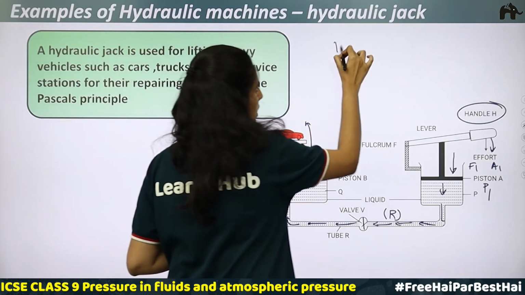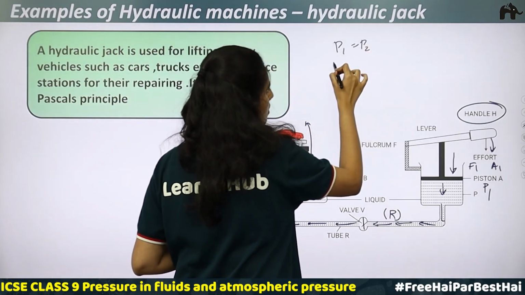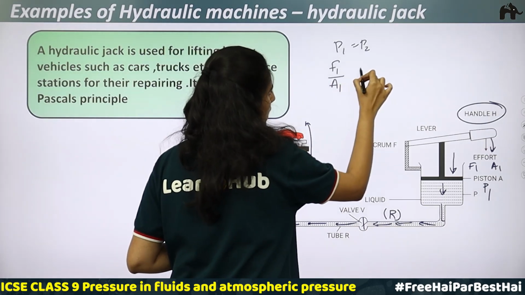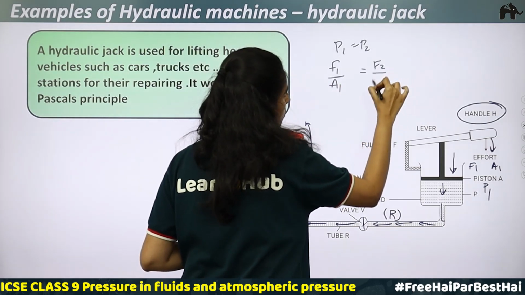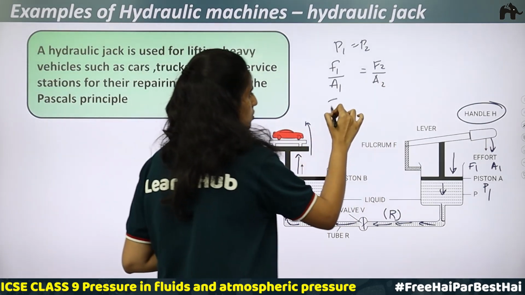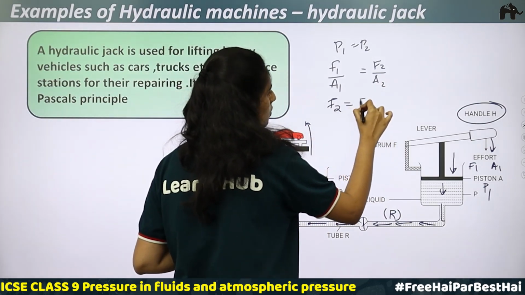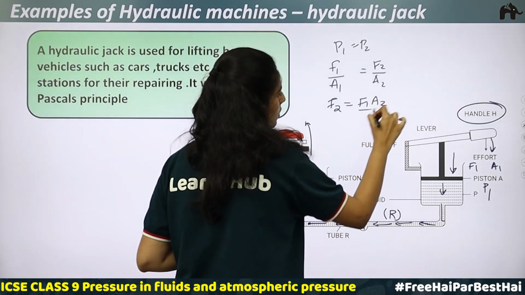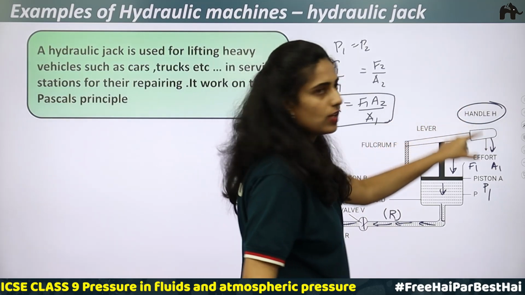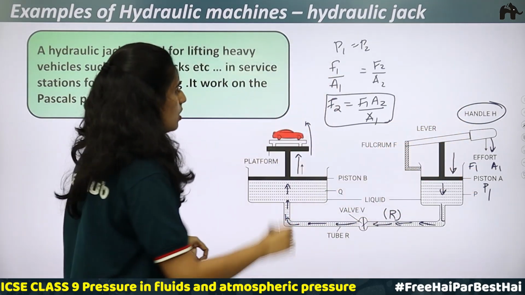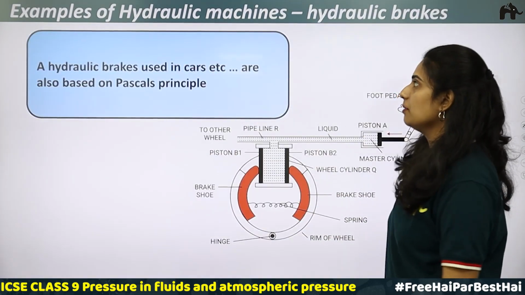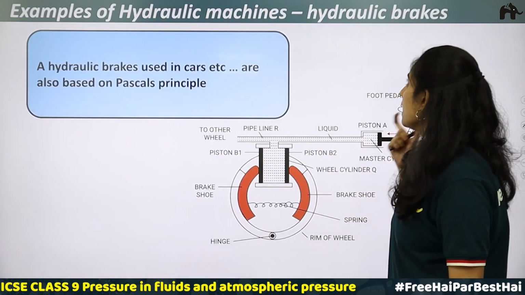Here there is pressure P1 equal to P2. Force F1 divided by A1 will be equal to F2 divided by A2. The force that is acting on the car, F2, will be equal to F1 into A2 divided by A1. If you know these two areas and the force that you are applying, you can find the force with which the car is lifted. Okay, next, the last example for hydraulic machines is hydraulic brakes.